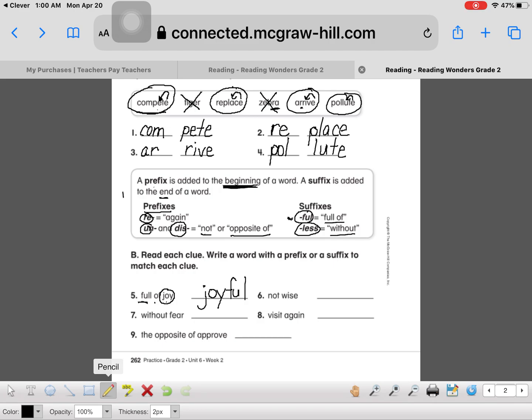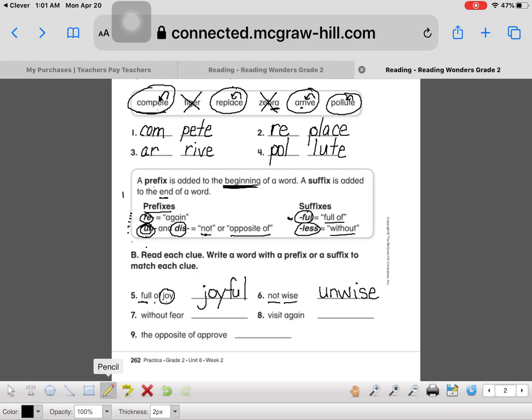All right, number 6. If someone is not wise, remember, if someone is not wise, let's look up here. Do you see the word not? Look up here in your box. Oh, I see it right there again. So that prefix un means not. So if you are not wise, you are unwise.